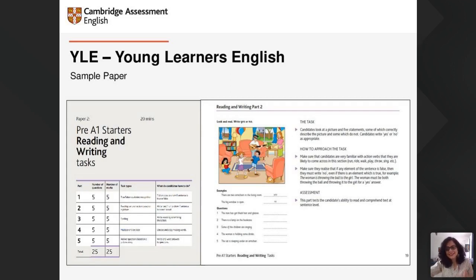Now, that in itself is evidence that the Cambridge English exams are intended and designed to assess the comprehension and not the memory of the child. So that's what makes them unique, because these exams are application based. So you can see a visual on the left hand side. Now, this is reading and writing part 2.